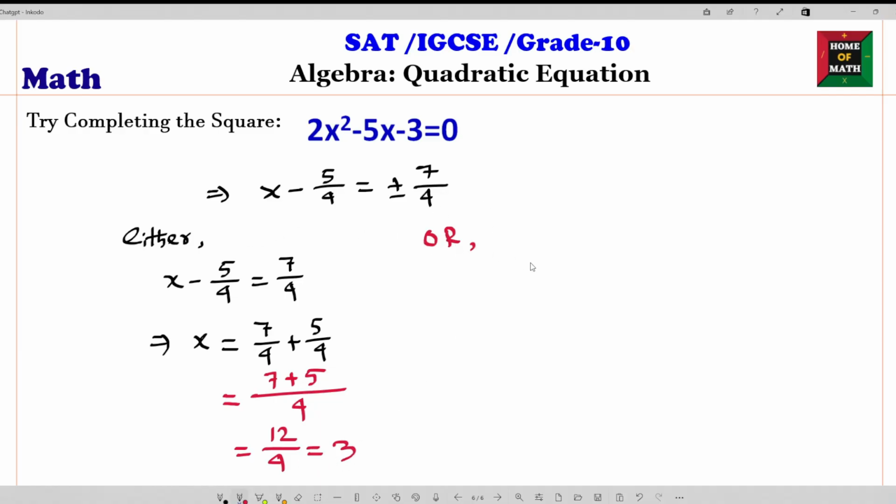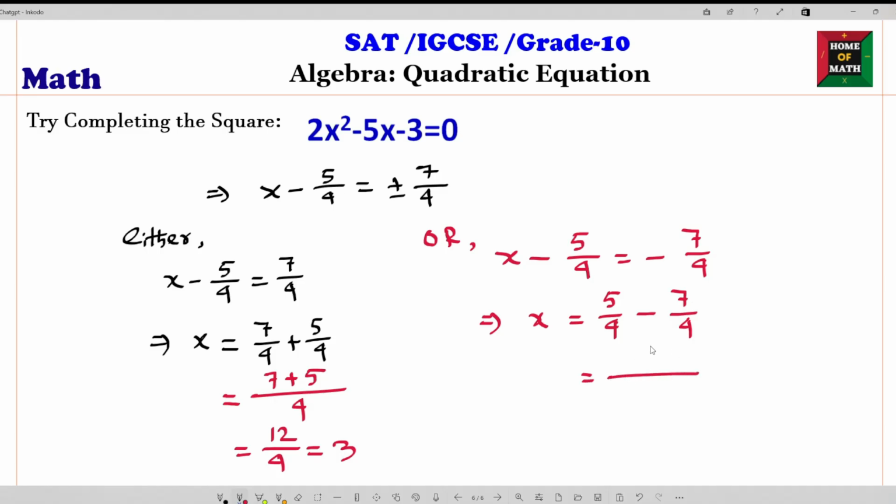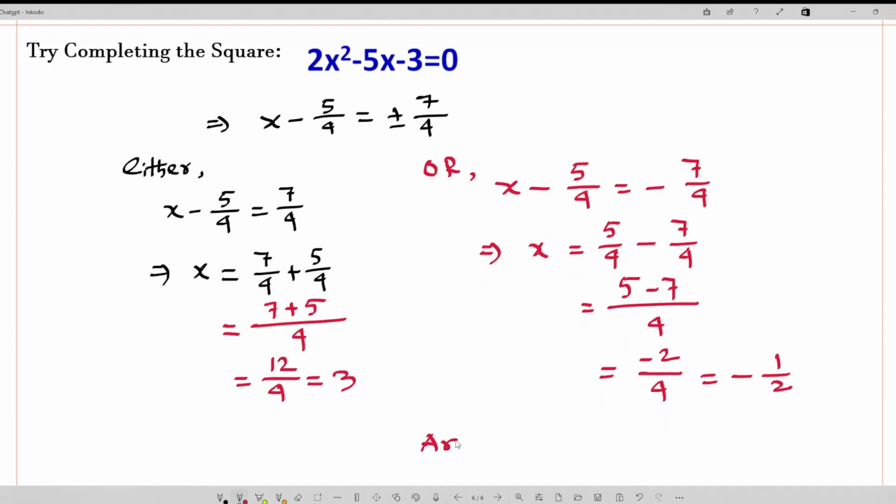Or look, x minus 5 divided by 4 equals minus 7 divided by 4. So here x equals minus 5 by 4 will become plus 5 by 4, and here is minus 7 divided by 4. So look, here is 4 and 5 minus 7. So 5 minus 7 means minus 2 divided by 4. So the answer is minus 1 by 2. So here are two answers. Answer: x equals either minus 1 by 2 or 3.